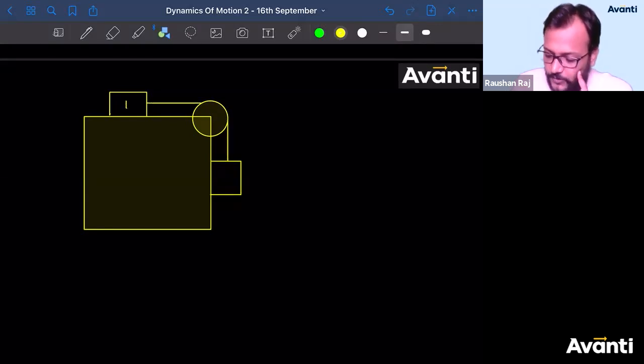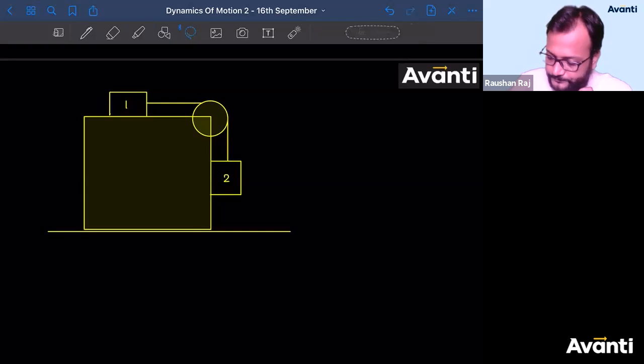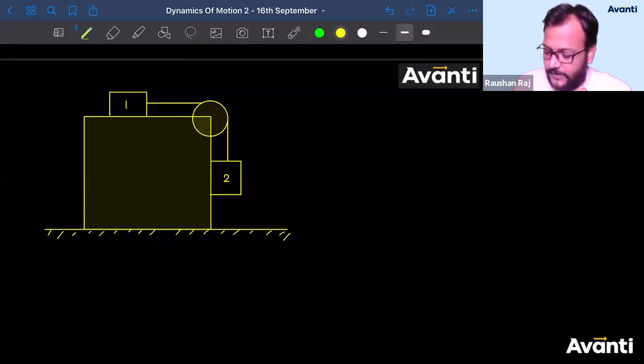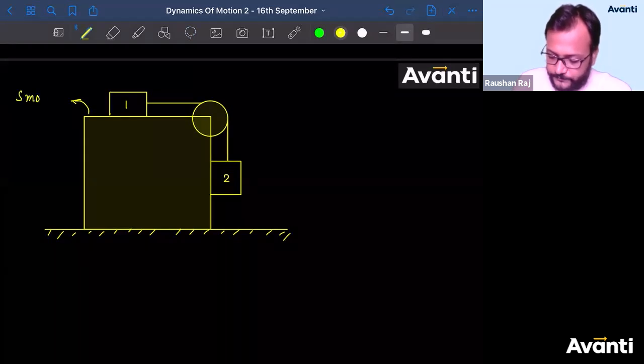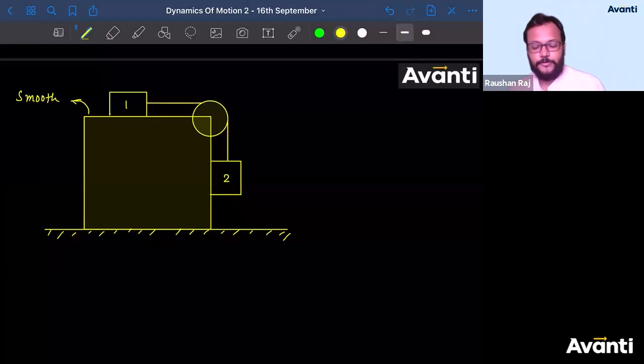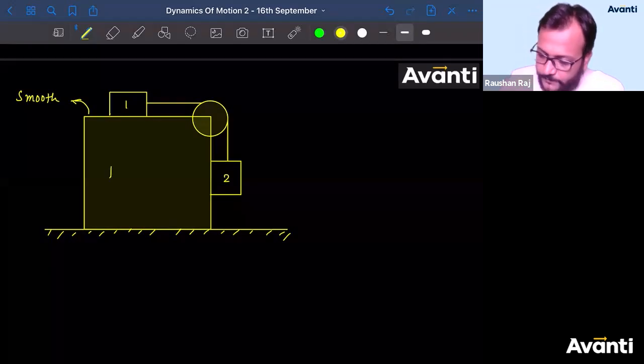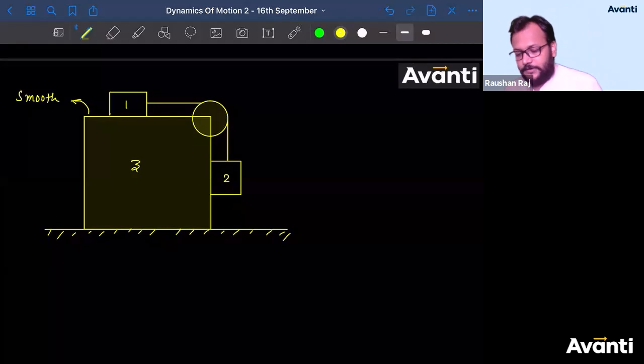All right, this is block 1. This is block 2. This is kept on the ground. And the surface of this block is what? Smooth. Okay. So surface क्या बच्चा? Smooth है. And this is, let's say, block 3. This is the pulley. Let us start with some of the questions.